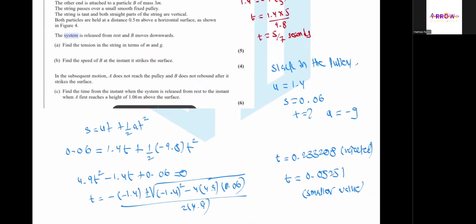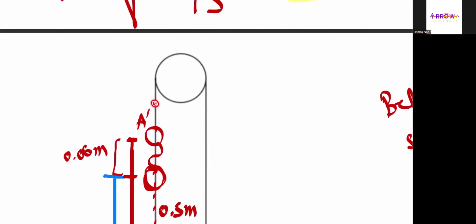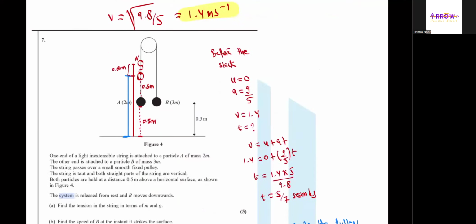Because particle A has not reached its highest point. This is not the highest point. The highest point would be somewhere over here above this A complement point. I've just mentioned this A complement point because I'm considering this journey as a slack in the pulley, but this is not actually the highest point of particle A. I've explained this on the next page as well.